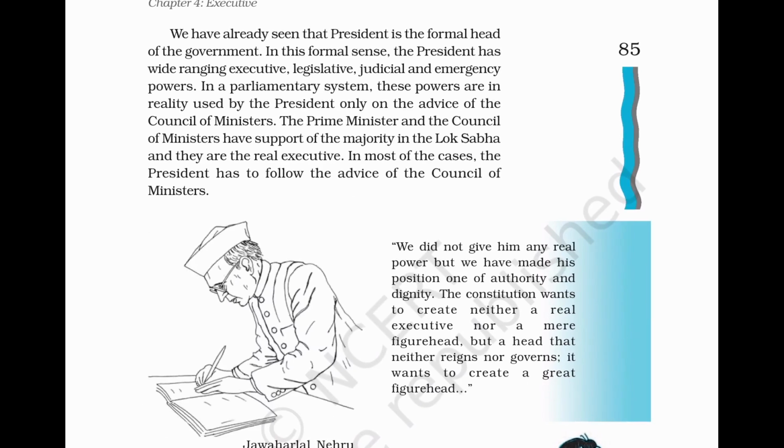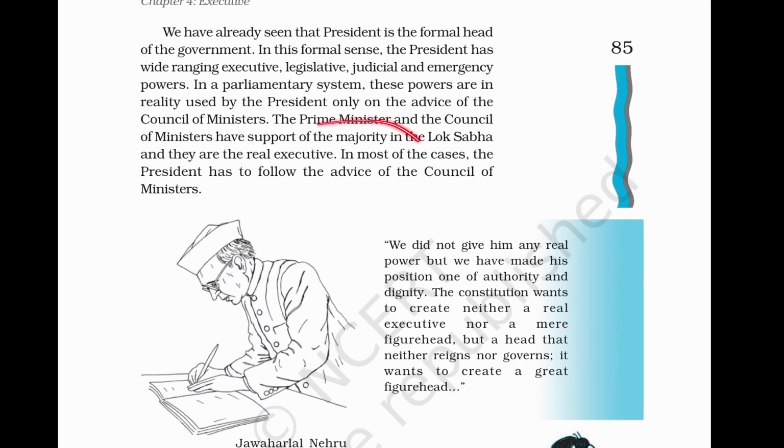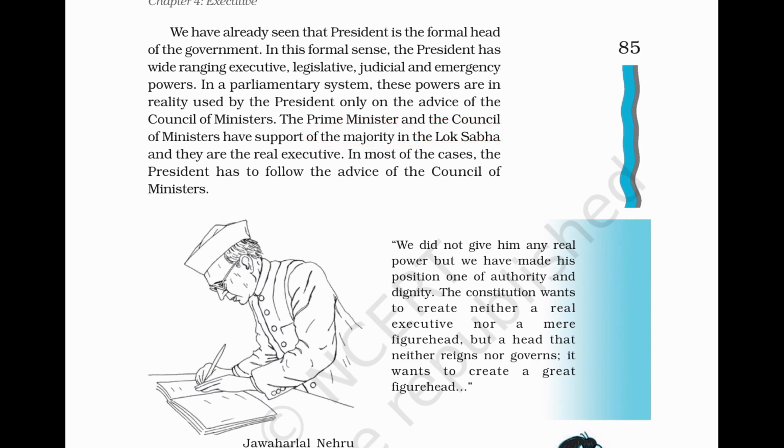So we have seen that, okay, president is the formal head. President has different powers: executive, legislative, judicial, emergency powers, etc. But they are used by the president only on the advice of the council of ministers. Prime minister and the council of ministers need to, of course, have the majority in the legislature, and they are called the real executive.